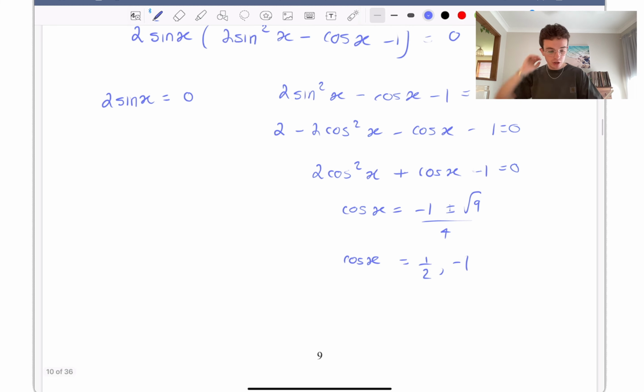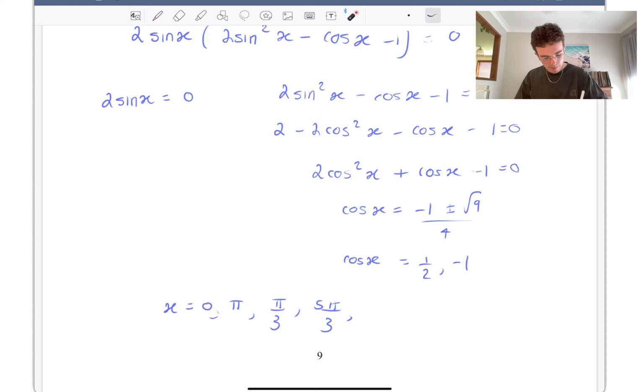So therefore our solutions are x is equal to, when sine of x is 0, which is 0 and pi, then when cos of x is equal to a half, which is at pi on 3 and 5 pi on 3, and then also when cos of x is equal to minus 1, which is at pi, which we've already got that solution over there. That was a long one, but fun.